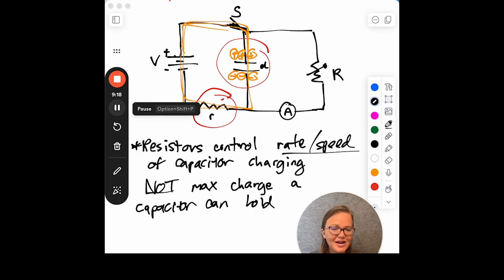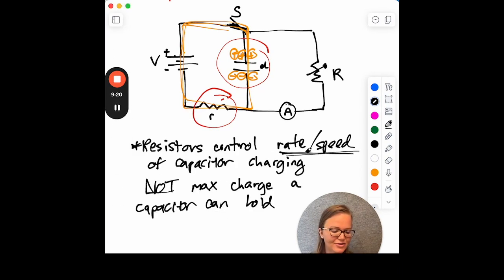So to sum it up here, our resistors are going to control our rate or our speed of charging or discharging our capacitors. They are not going to control the max amount of charge that our capacitors can hold.